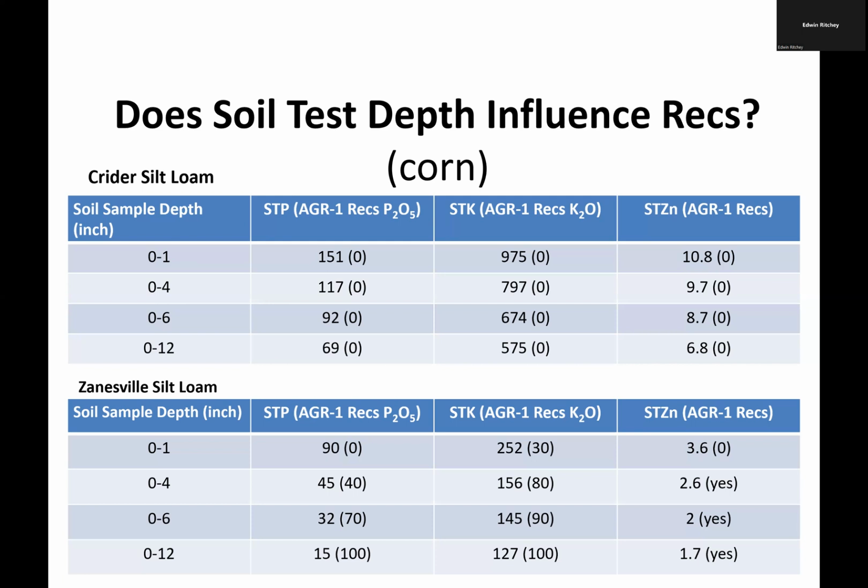per acre. Now, if we take it to 6 inches, now that's a 32 or a recommendation of 70 pounds of P2O5. And if we go all the way down to a 12-inch depth, now our soil test P is 15 and our application is going to be 100. So yes, soil test depth does influence soil test values, which influences the recommendation.